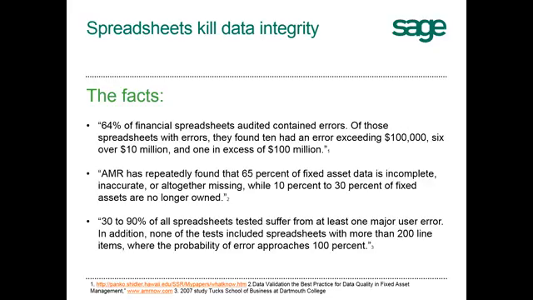And finally, the Spreadsheet Research Group found that 90% of all spreadsheets tested suffer from at least one major user error. In addition, none of the tests that they ran included spreadsheets with more than 200 line items, where the probability of error gets close to 100%. In other words, the larger your spreadsheets are, the more hands you have on them, and the more data that they're working with, the larger the chance for error becomes until it's almost inevitable.